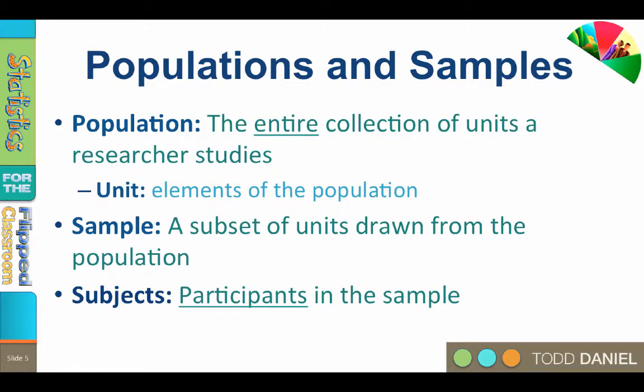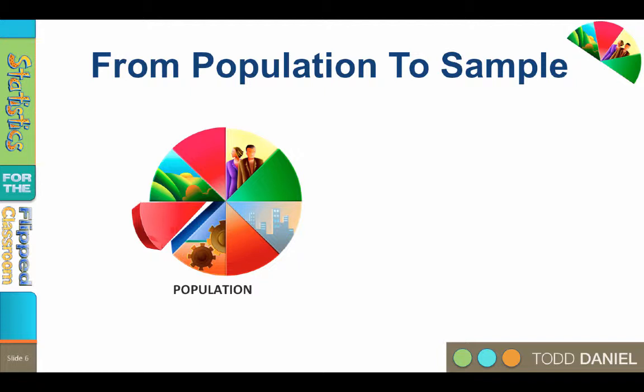Subjects are participants in the sample. APA style is to call people participants. So if you're studying people, your subjects are participants. But if you're studying hibiscus trees, then your participants are subjects.